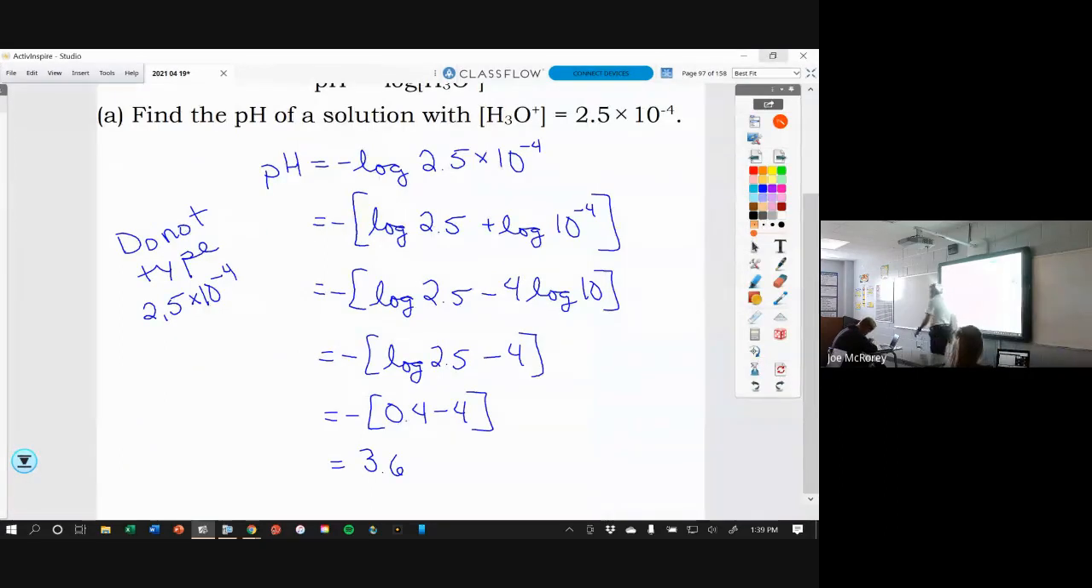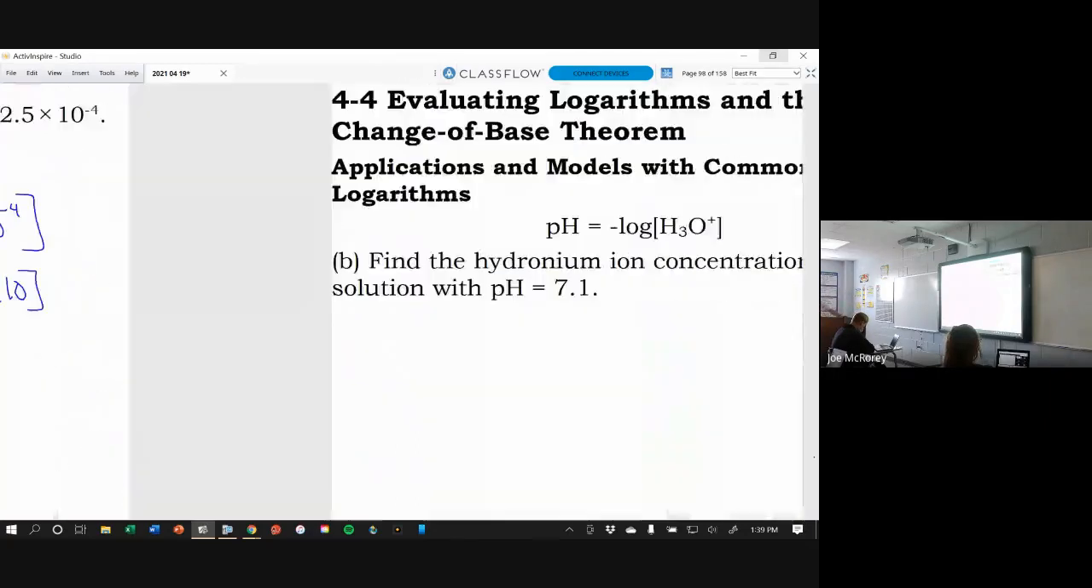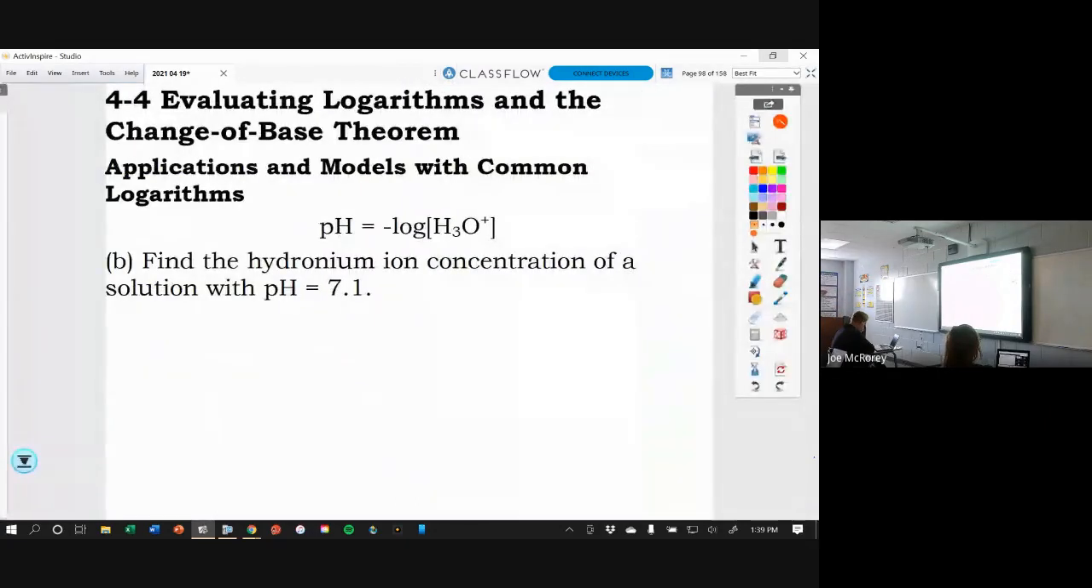Any questions on this one? For angles, you have to make sure your calculator is in degrees if you're dealing with degrees. If you're dealing with radians, you want it to be in radians.